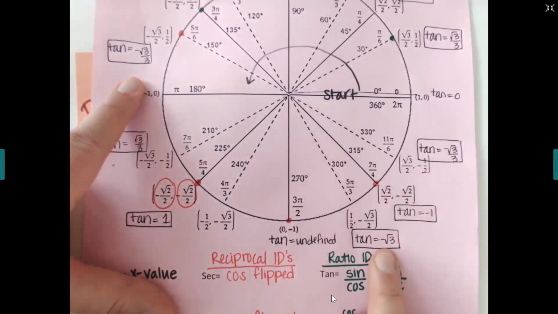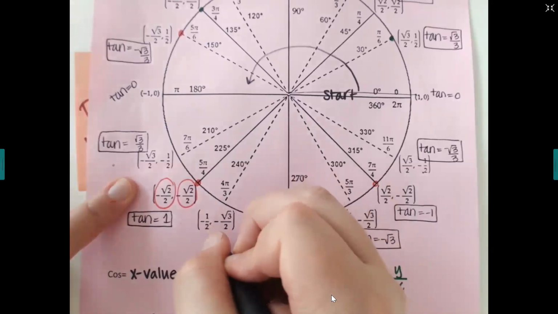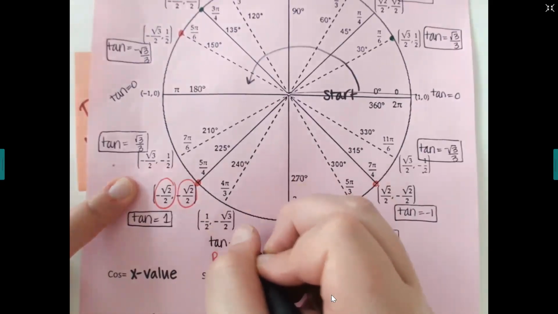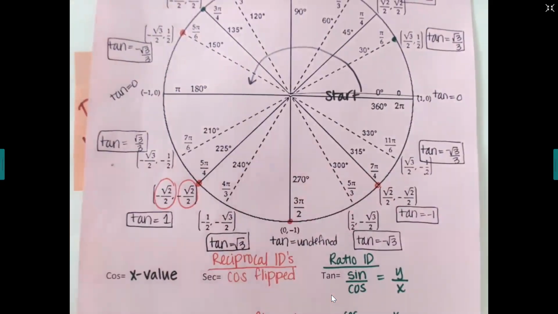Versus in your double negative quadrant down here, how did all the tans come out? Positive. So now that you have all of your tans written into your circle, solving these are gonna be really easy. We probably only have time for maybe one or two, but we'll do what we can.